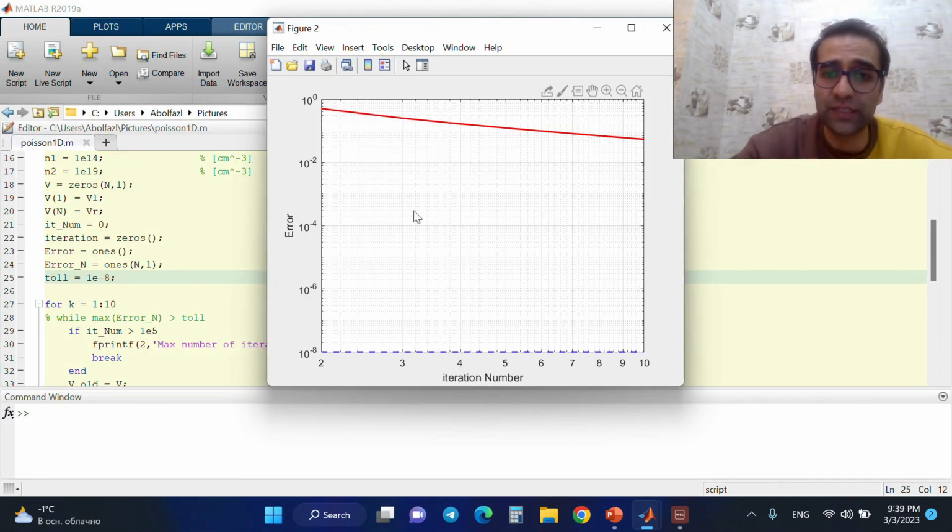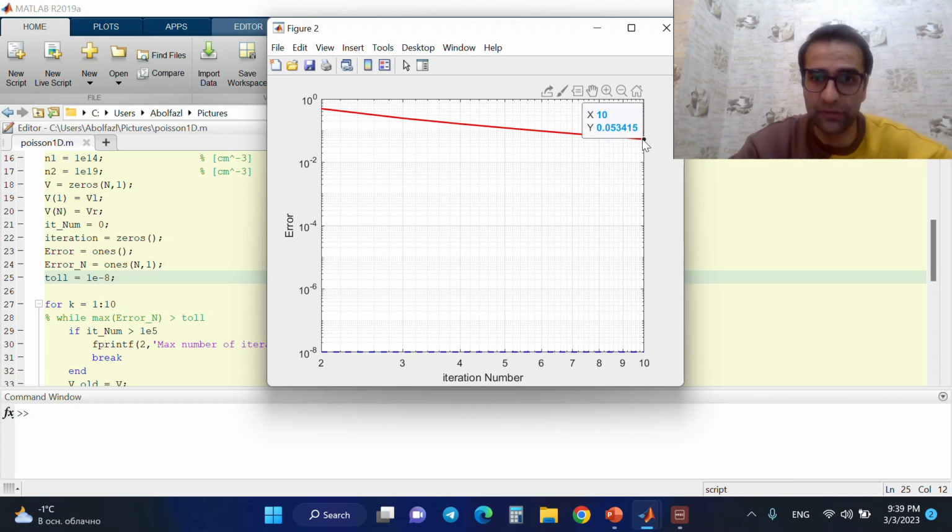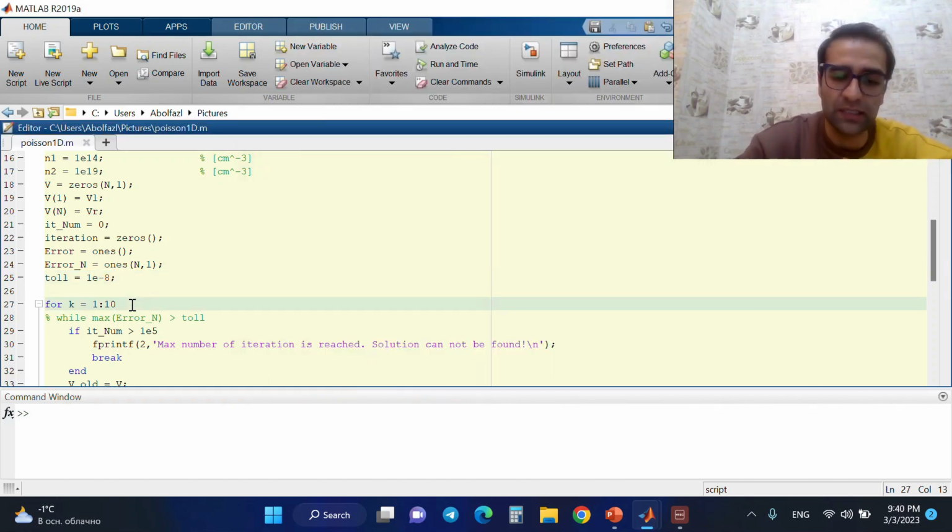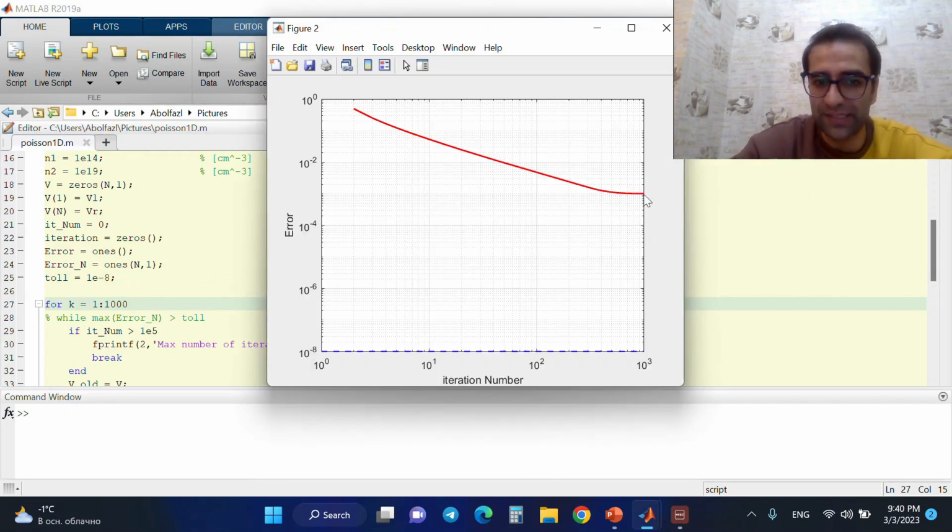You see that after 10 iterations, when we solve the Poisson equation 10 times inside that loop, the relative error is still considerable. You see, the relative error is about 0.053, and this is very far from our desired error. Therefore, what we need to do is just increase the iterations. Let's increase it to 1000. You see, it is still very far from our desired tolerance.